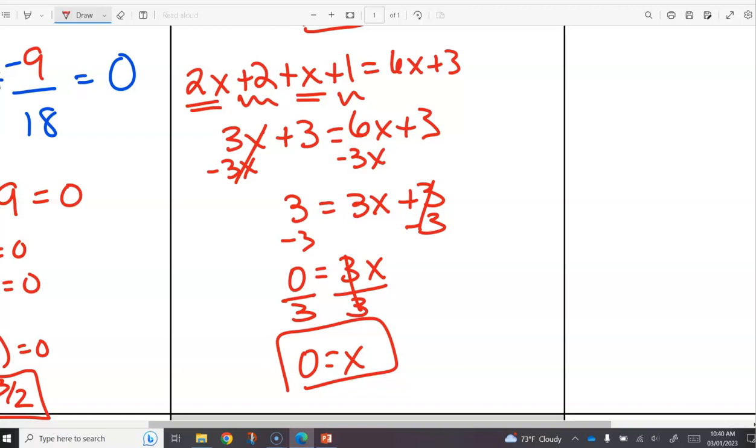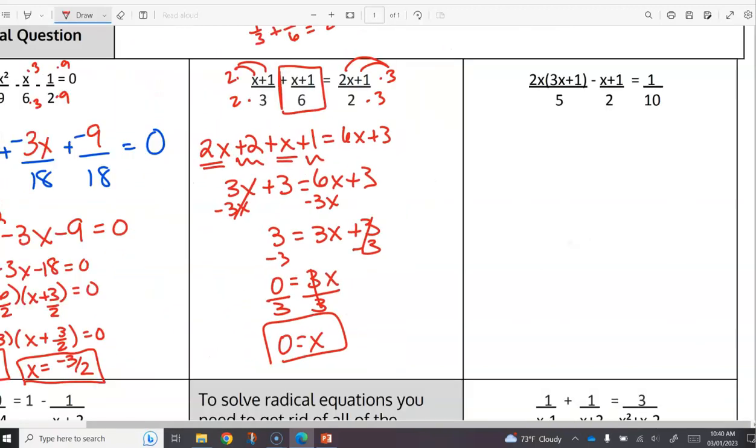Would you like to try the next one? Okay. Y'all try this one. 2x times 3x plus 1 over 5 minus x plus 1 over 2 equals 1 over 10. Okay? You try this one.